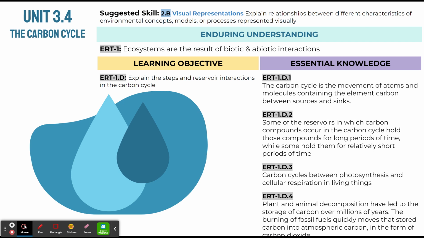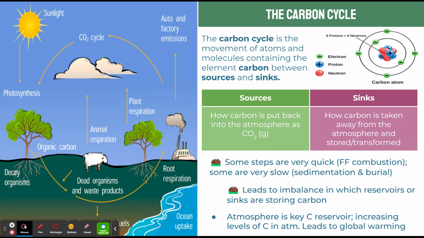a little bit familiar with because you should have gone over this in chemistry. If you did not, we're going to review it today. So the carbon cycle is the movement of carbon atoms within sources and sinks. And sources and sinks are going to be common terms throughout all of these different cycles. A source is how carbon is put back into the atmosphere, whereas a sink is something that takes carbon away from the atmosphere and is being stored.